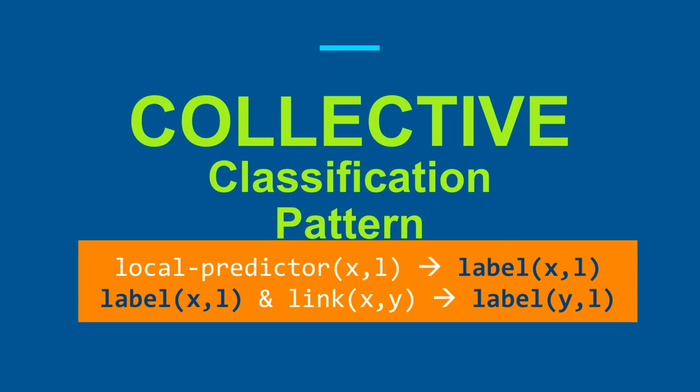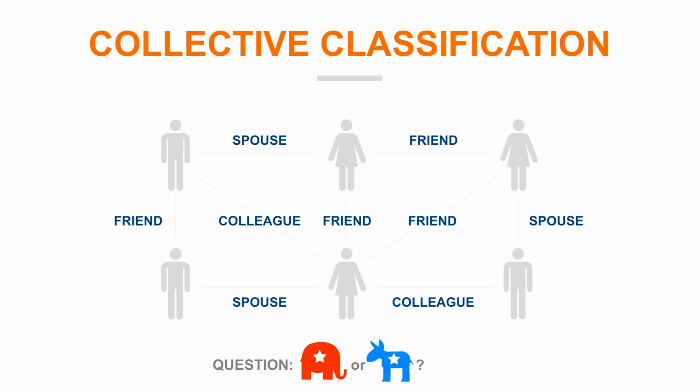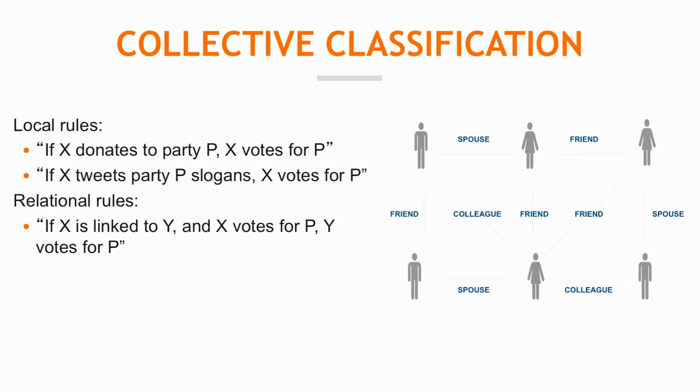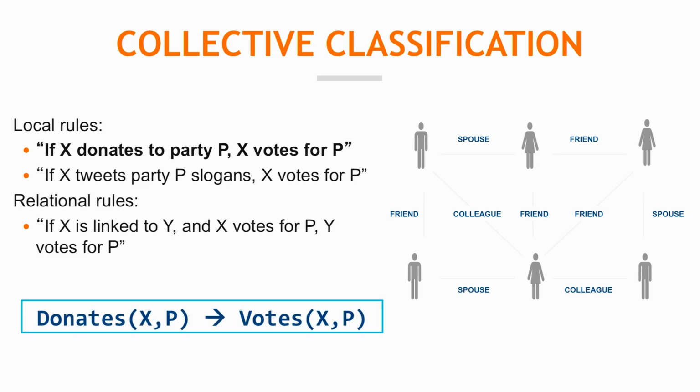Let me ground it in a simple motivating problem. I have a network, and I'm trying to infer political orientation for people in this network. Usually in these settings I do have some labels, and then I have some nodes that are unknown. So already you can tell this isn't a regular independent classification problem. How do I encode this? Well, I can use whatever local information I want. I can have rules that say intuitive things like, if someone donates to a particular party, they're a member of that party.